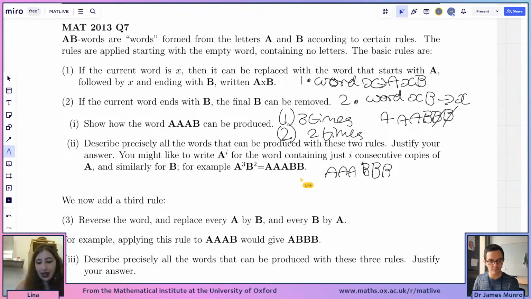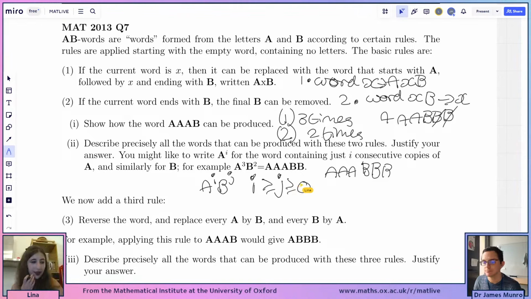So the number of B's is always going to be less than or equal to the number of A's. And with these rules, all the A's are going to be at the start, all the B's are going to be at the end. So we can write this as A to the I, B to the J, where I is greater than or equal to J, and J has to be greater than or equal to 0. And this gives us all of our different words.